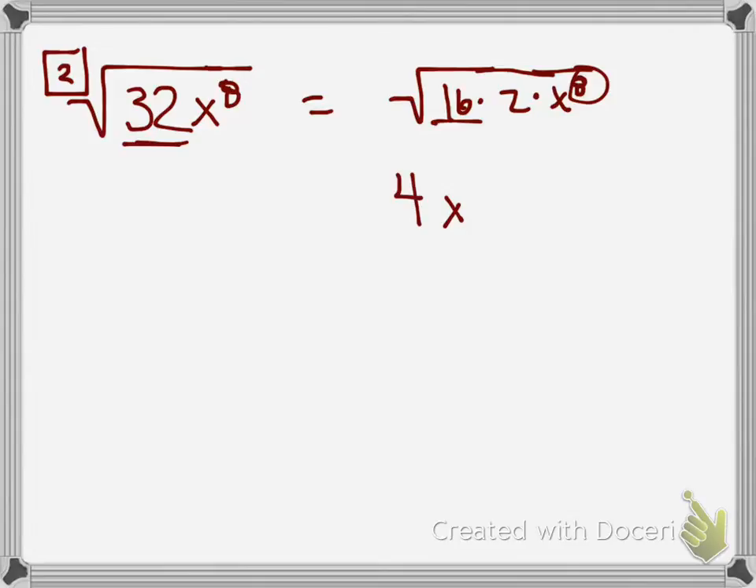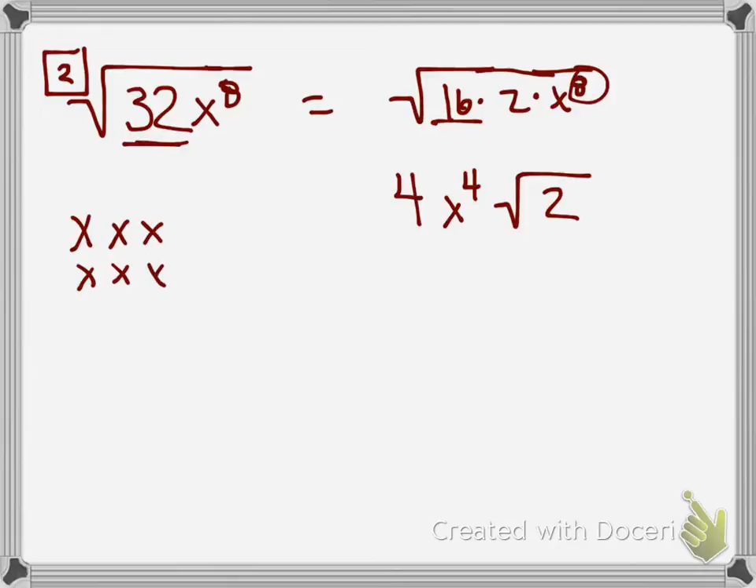Take the 8, the exponent, and divide by the index. So 8 divided by 2 is 4, and it comes out nice and even. So there are no leftovers, and you say 4 times x to the 4th, and then you have in the radical a leftover 2, and that would be your answer. So 4x to the 4th square root of 2.